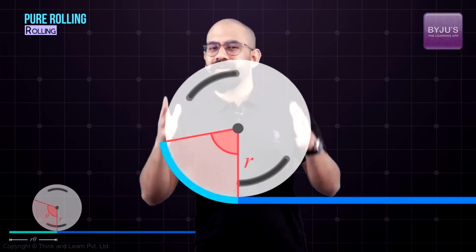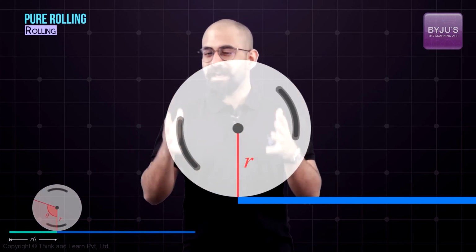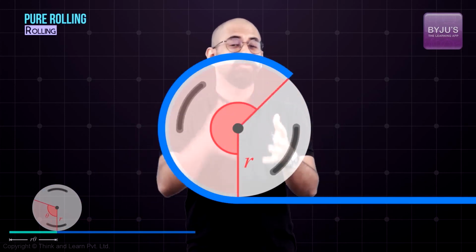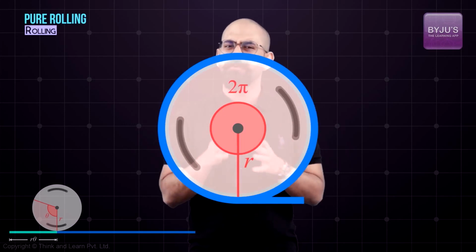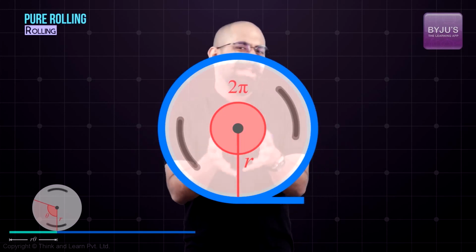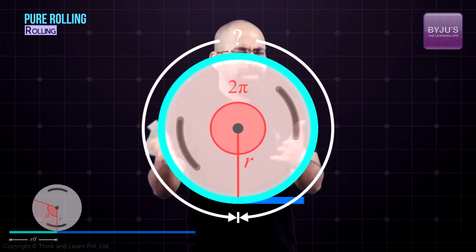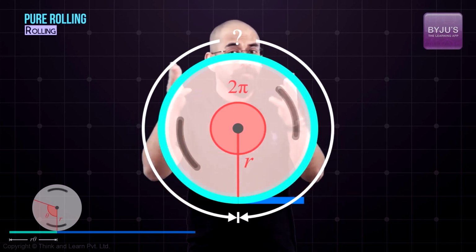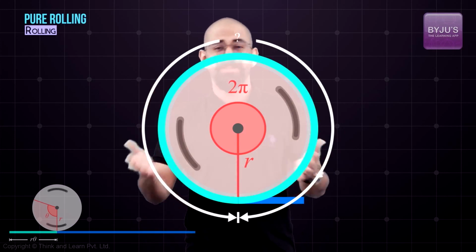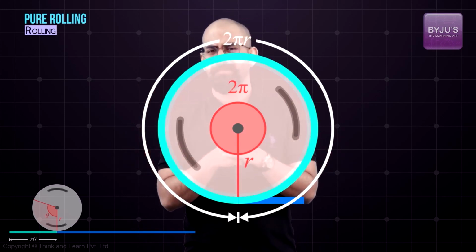Now let's come back to the first case. So let's say I rotate the cylinder by an angle 2 pi, basically one full rotation. What would be the length of the sheet of paper that gets stuck to the cylinder? It should be equal to the circumference of the base of the cylinder, right? Which is 2 pi r, okay?